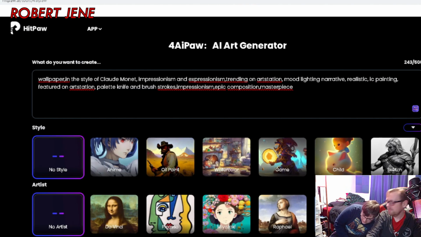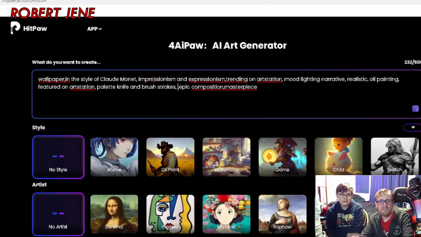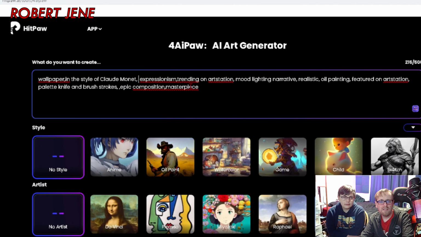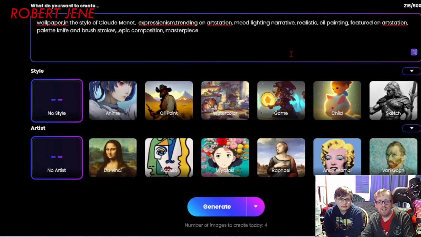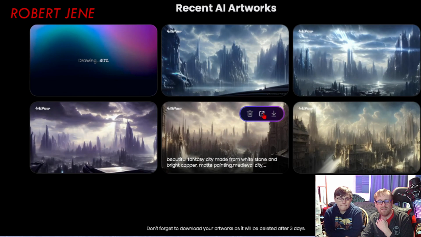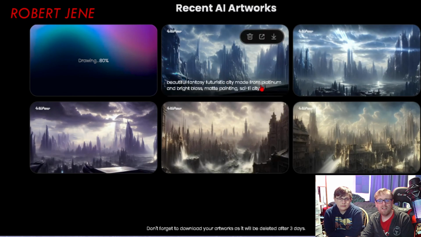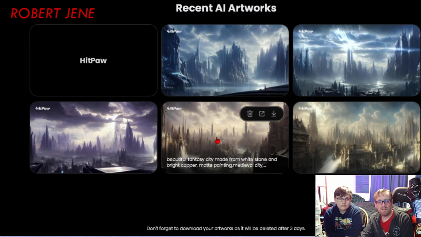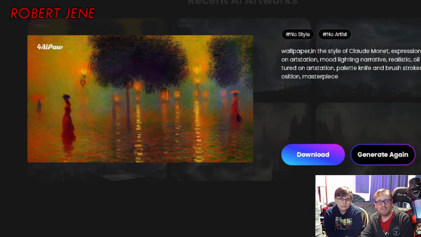Don't keep... that's why I normally have you put it in your pocket, guy! So let's take Impressionism out and just leave Expressionism. Epic composition, masterpiece. And then hit generate. See what it makes. Here are my previous ones where I modified the prompt to make a sci-fi fantasy city. You see how it changes the color of the background sometimes. Ooh, that is very interesting.